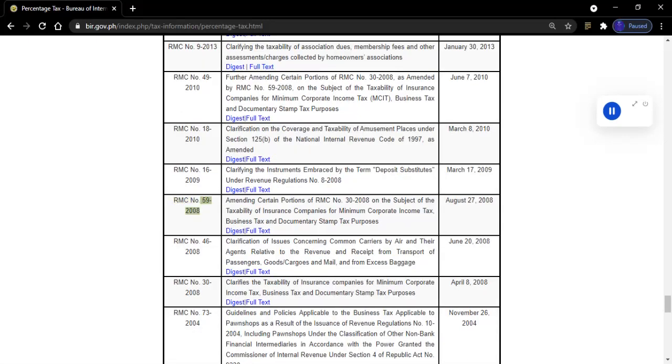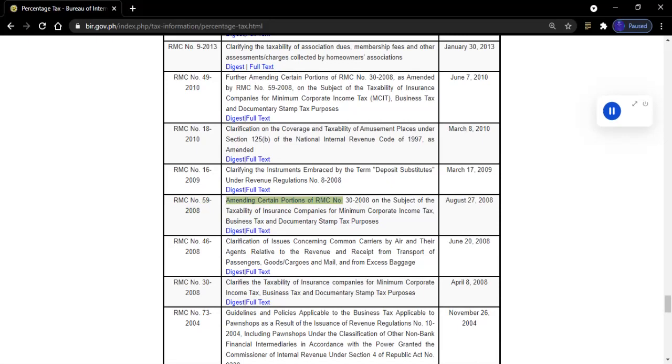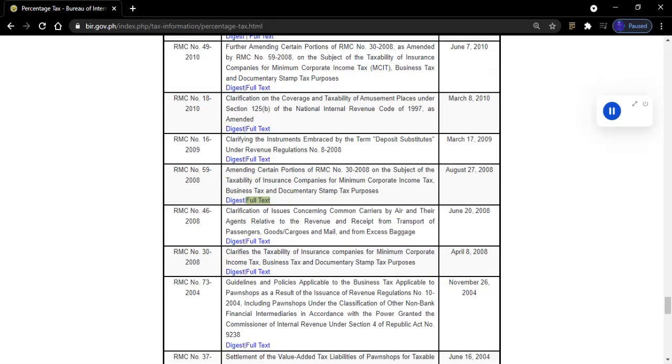RMC No. 59-2008. Amending certain portions of RMC No. 30-2008 on the subject of the taxability of insurance companies for minimum corporate income tax, business tax and documentary stamp tax purposes. Digest. Full text.